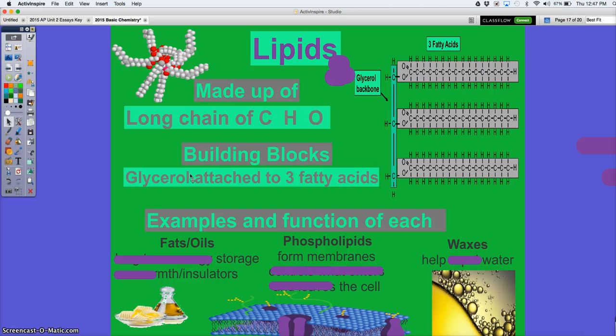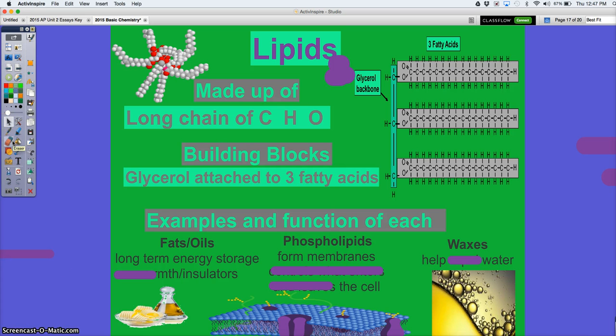Now lipids vary. It's different from sugars or carbs, that their function is one. For the type of lipid, the functions will vary somewhat. So we've got fats and oils, phospholipids, and waxes. Anybody know the function of any of those and can tell me? Yes. For fats, they're good for storage. Awesome. What kind of storage? Of energy. Awesome. Energy, long-term energy storage.